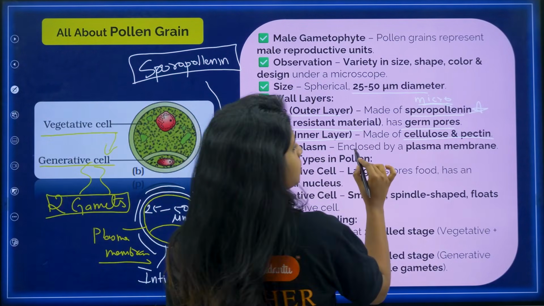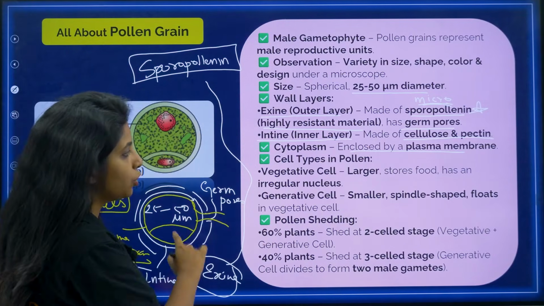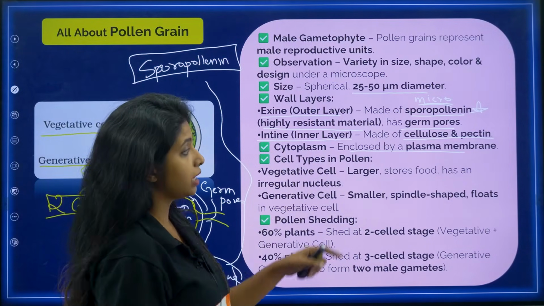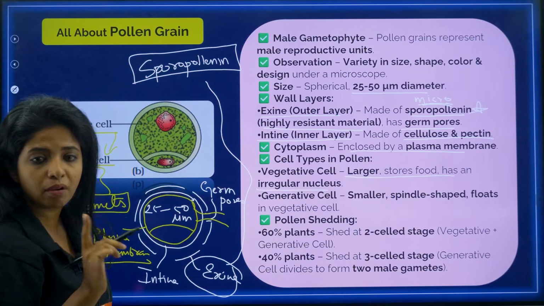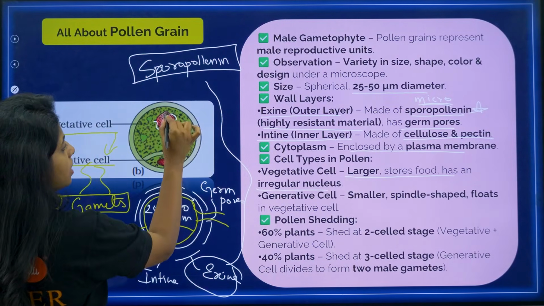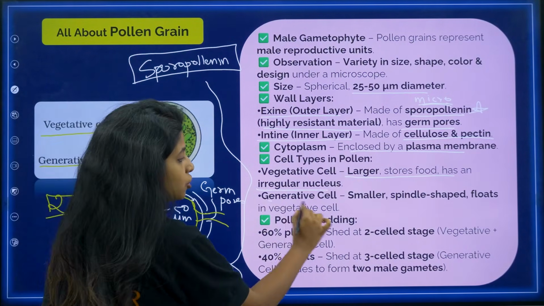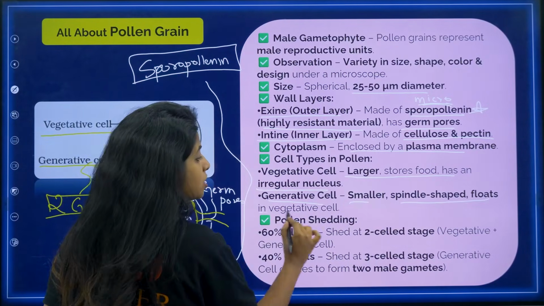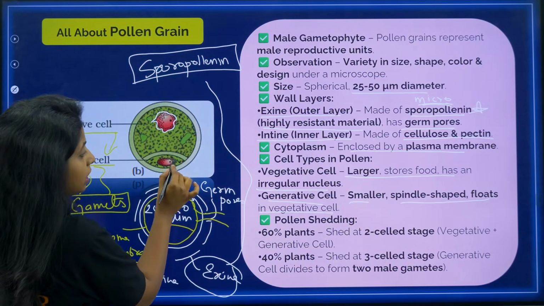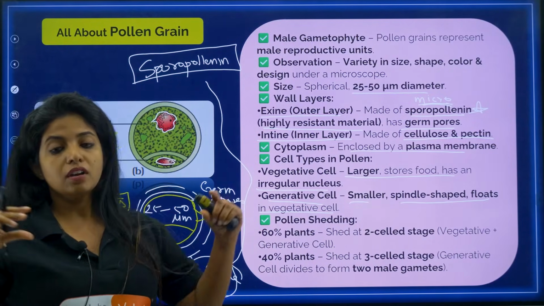Talking about the cytoplasm, it is enclosed by the plasma membrane. As I told you, in the cell you have the vegetative cell that is larger, stores food and has an irregular nucleus. Please remember the structure of the nucleus. What is it? Irregular nucleus. Talking about the generative cell, it is small, spindle shaped and floats in the vegetative cell. Here the shape of the nucleus is also kind of spindle shape.